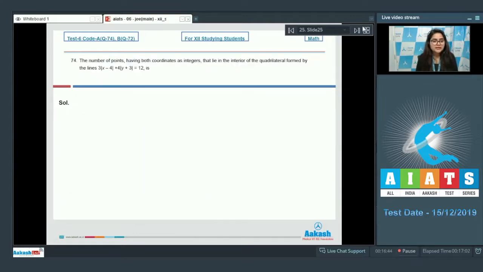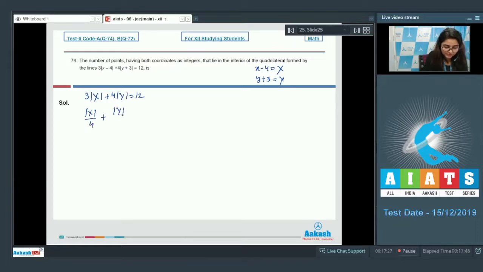Question number 74. The number of points having both coordinates as integers that lie in the interior of the quadrilateral formed by the lines 3 mod x minus 4 plus 4 mod y plus 3 is equal to 12. This is a very good question. Just replace x minus 4 by capital X and y plus 3 by capital Y. So you will get 3 mod X plus 4 mod Y is equal to 12. So mod X divided by 4 plus mod Y divided by 3 is equal to 1.